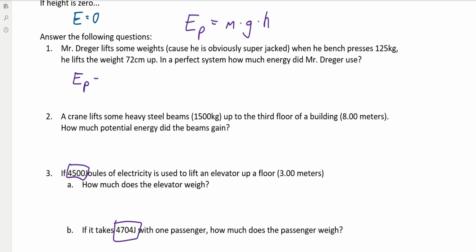Well, we just plug it into our formula. So this is the normal way of writing down a physics problem. You write down the formula, then you write down all the parts you know, and you rearrange and solve. And in this case, it's pretty straightforward.